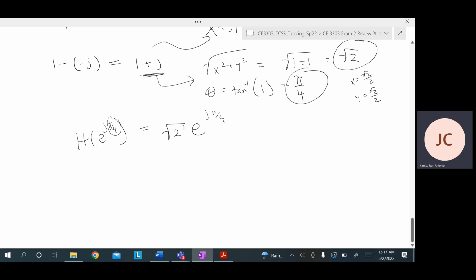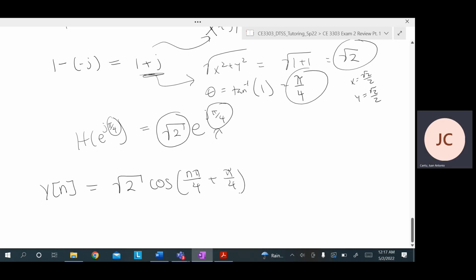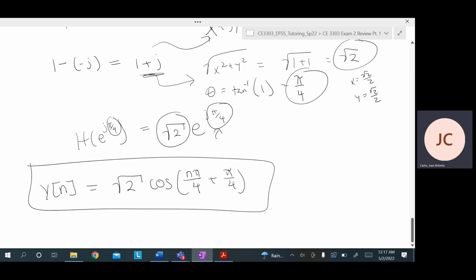Okay, so what this is telling us is at this particular frequency, our cosine n pi over 4 is going to change by root 2, okay? So we're going to multiply the cosine by root 2. That's how much the magnitude is changing on the output side of the system, and the phase is shifting by pi fourths. So what that tells us is now y of n is simply equal to root 2 times our original function cosine n pi fourths, and we're shifting by another pi fourths, and that's our answer. That's how frequency response works.